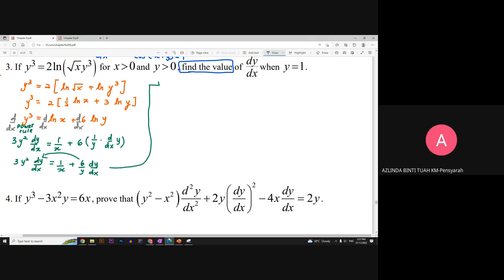Continue here. Okay, dy dx semua ke kiri. So 3y squared dy dx minus 6 over y dy dx equals 1 over x. Okay, factorize out dy dx. So we have from first term 3y squared, from second term 6 over y.